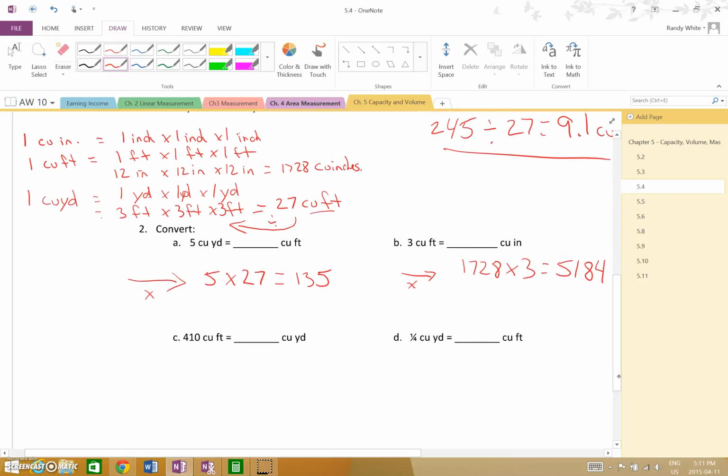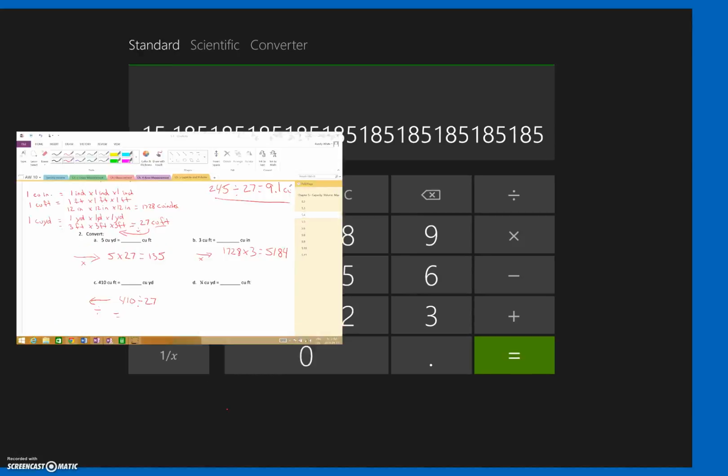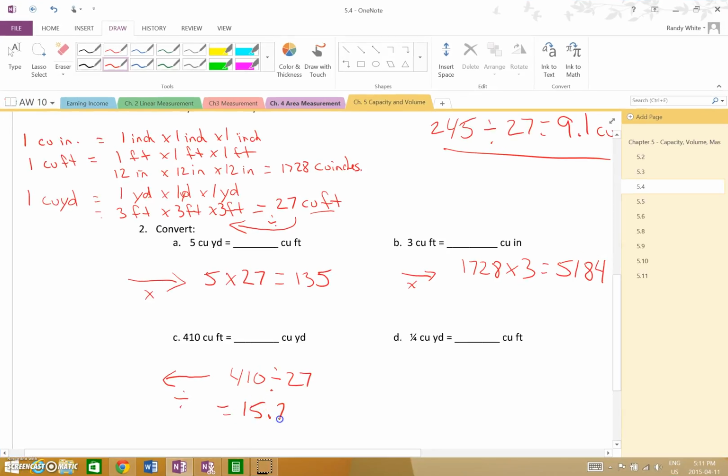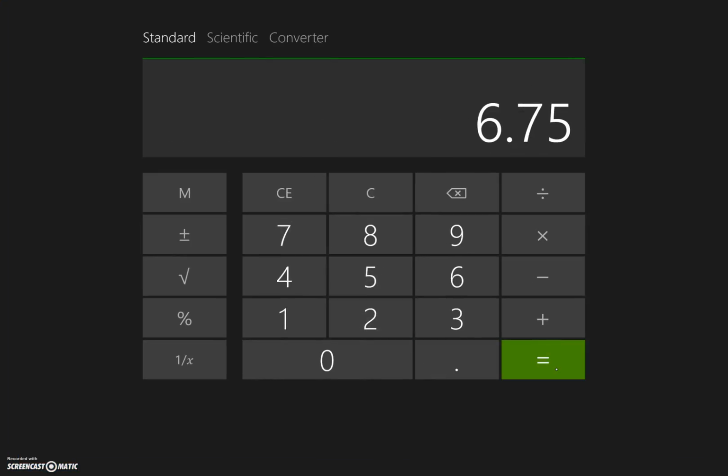Cubic feet to yards. So I'm going this way, so I have to divide. So I'm going to take 410 divided by 27, which is 15.2. And a quarter cubic yard to cubic feet. So again, I'm going left to right, so I'm going to multiply. So I'm going to take 0.25, which is a quarter, times 27, which is 6.75.